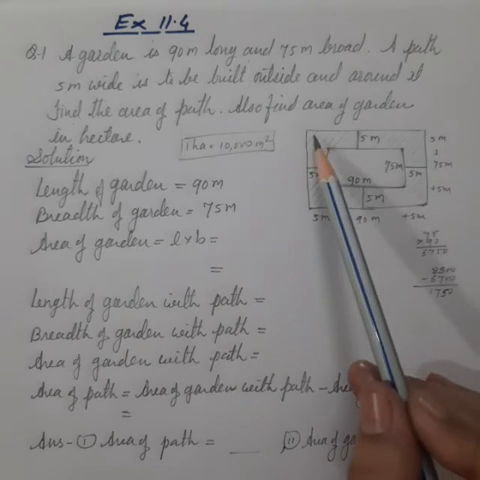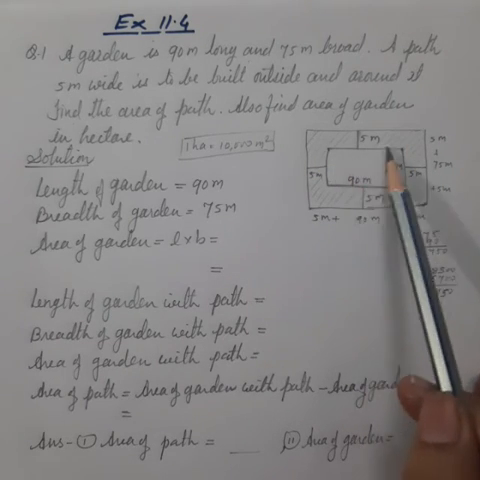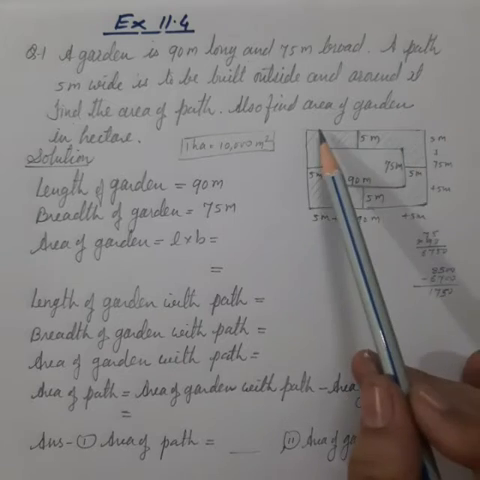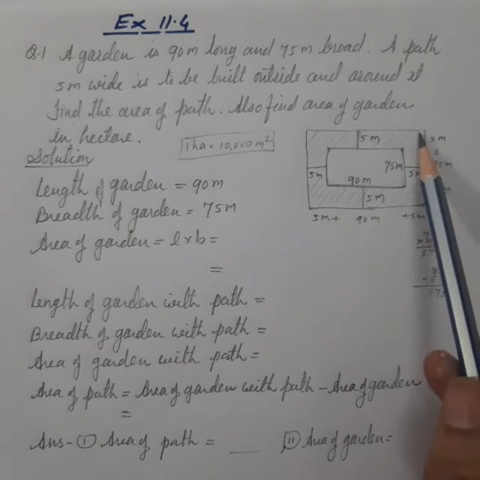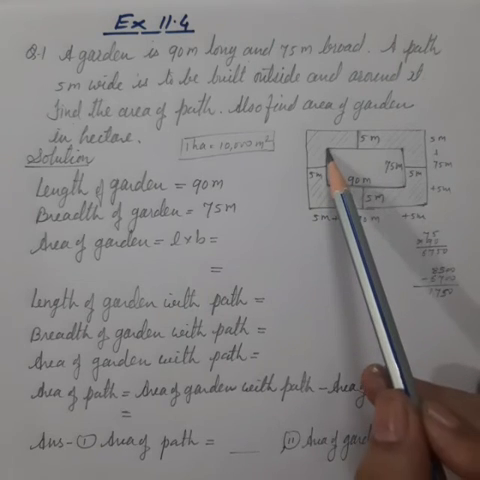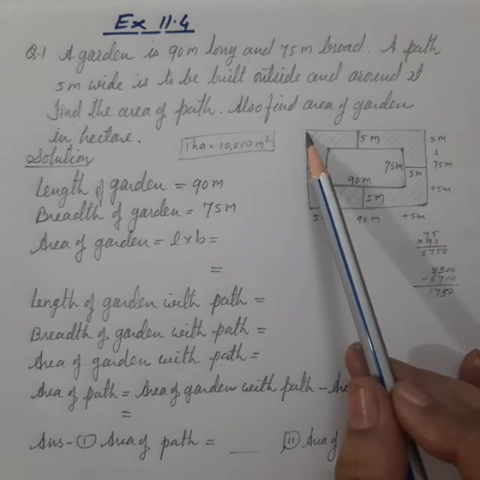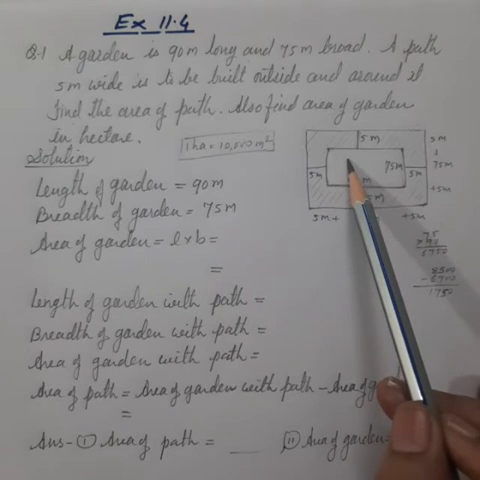Here to find the area of this path, we have to subtract the area of the garden from the area of the garden with path. That means here we have to subtract the area of this inner rectangle from the area of the outer rectangle. So let us find out the area of the garden first.